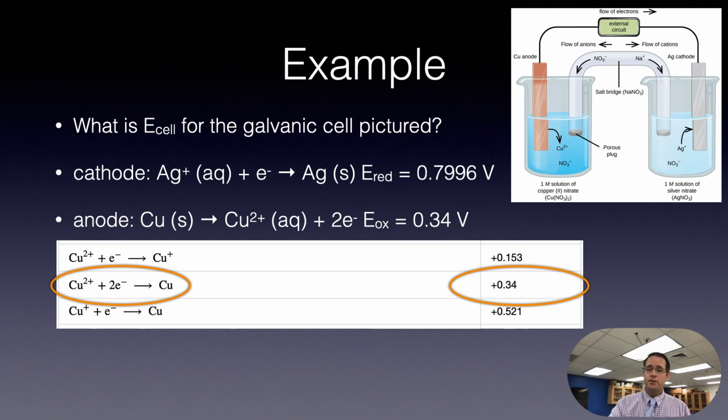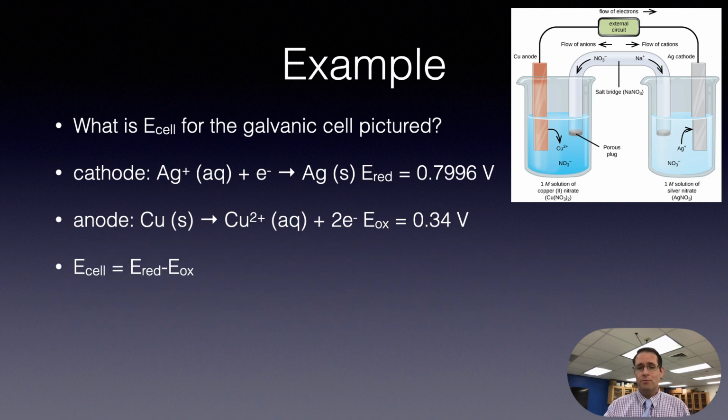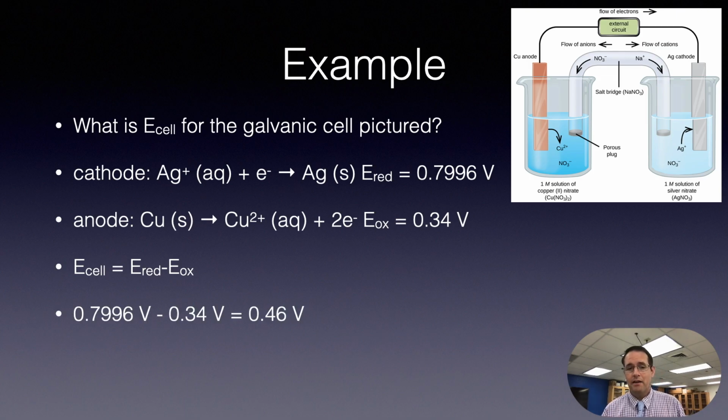Once you've grabbed your 2 voltages off of the table, you want to now use the formula. The cell potential is equal to the reduction potential minus the oxidation potential. And here it's simple math, 0.7996 minus 0.34 volts. And I'm using the rules of significant figures to round my final answer to 2 decimal places. I have 0.46 V, capital V, which stands for volts.